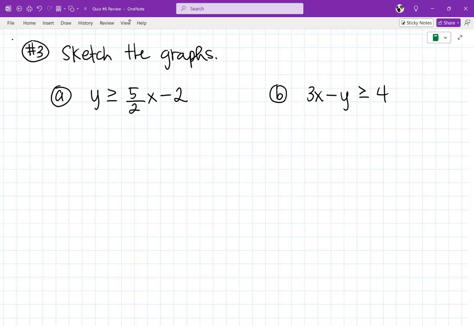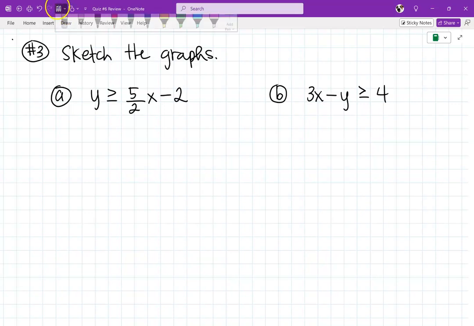One that's already solved for us, and one that is not solved for us. So we're going to have to solve one of them for y. The first one is pretty easy. It's already solved for us. All I have to do is get a coordinate plane, draw the line, and then shade in wherever I need to. They didn't make us do too much work. For part B, I do have to solve for y first, and then once I do that, I can draw the line and shade it in.